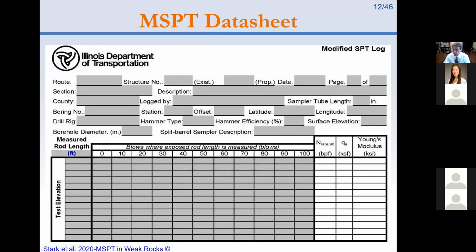So this is the data sheet that the IDOT prepared for the modified standard penetration test. There's the introductory material at the top, but here you see 0, 10, 20, up to 100 blows, and you measure how much penetration occurs in each of these 10. So if it stabilizes after 30 or 40 blows, you don't have to go to 100, which also shortens the amount of testing time and drilling time.